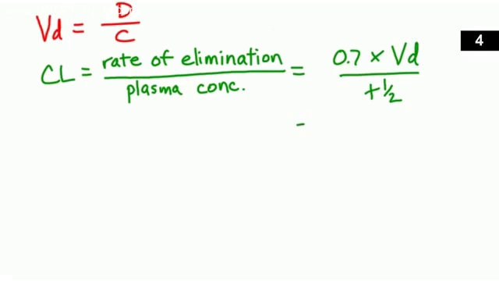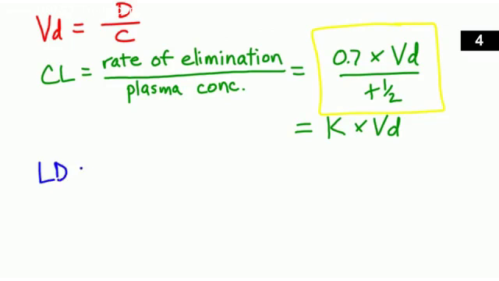Another way you can remember that is that clearance is K times the volume of distribution. So K is the elimination constant. And these 2 equations together tell us that K is 0.7 divided by the half-life. So clearance is equal to the elimination constant times the volume of distribution, where the elimination constant is 0.7 divided by the half-life.